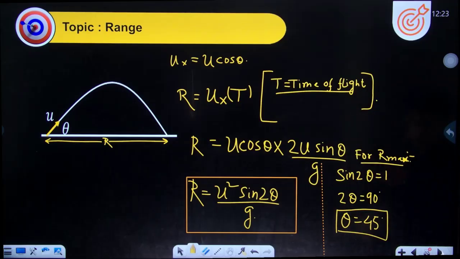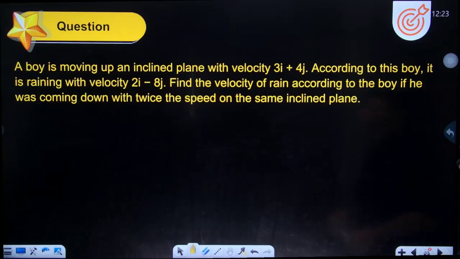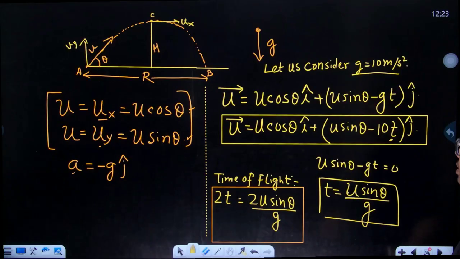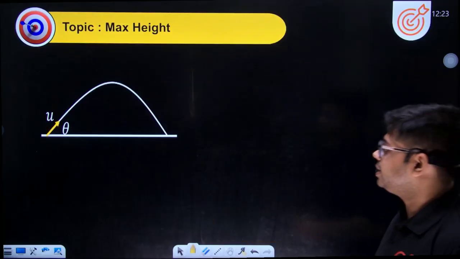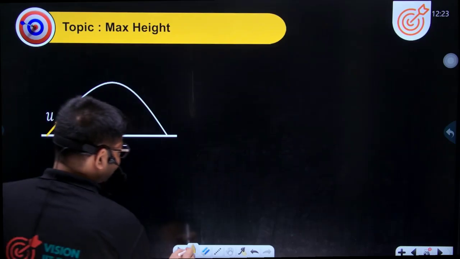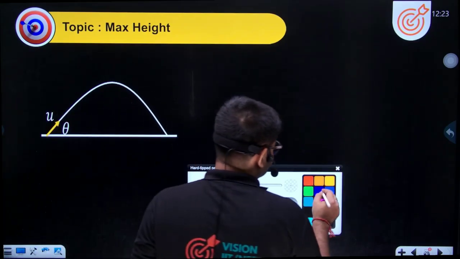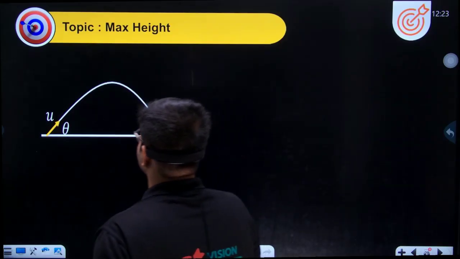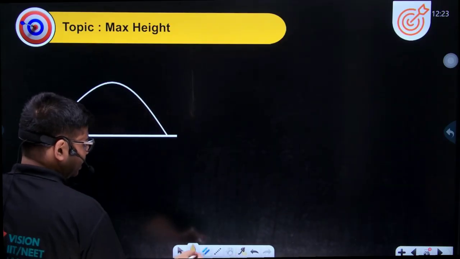Okay, right. So we have covered time of flight, and now we are going to cover the maximum height. We will also see when it will reach the maximum height. You see, what is happening at maximum height, again the same concept.